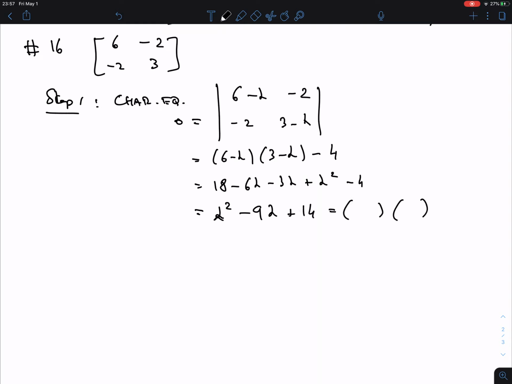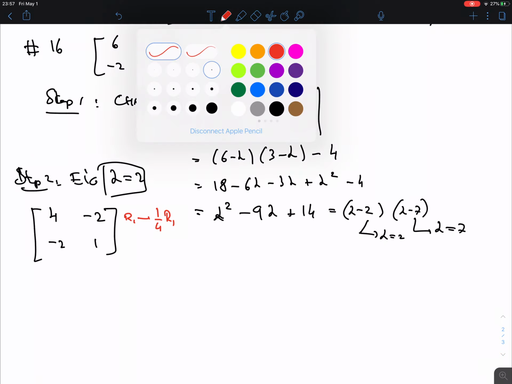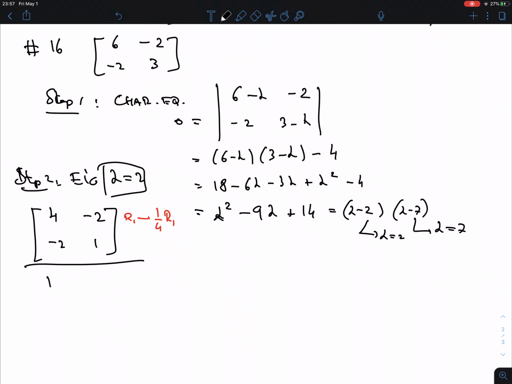So these factors, two numbers multiplied to 14 add up to 9. That is 2 and 7. Okay, so this is lambda equals 2. This is lambda equals 7. Okay, so step 2. Let's do the eigenspace for lambda equals 2 first. So we subtract 2 from the diagonal, get 4, negative 2, negative 2, 1. Yeah, here you see I have to get some fractions. So I'm going to do 1/4 of row 1. It gives me 1, minus a half, and then minus 2, 1.